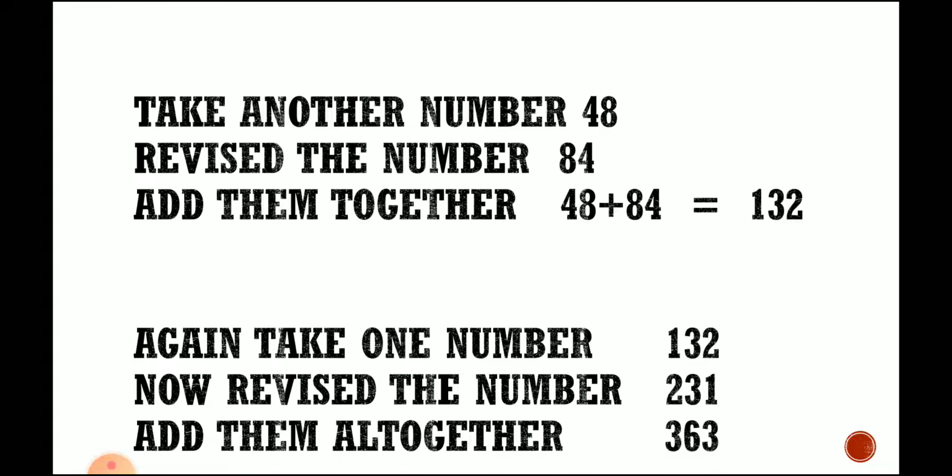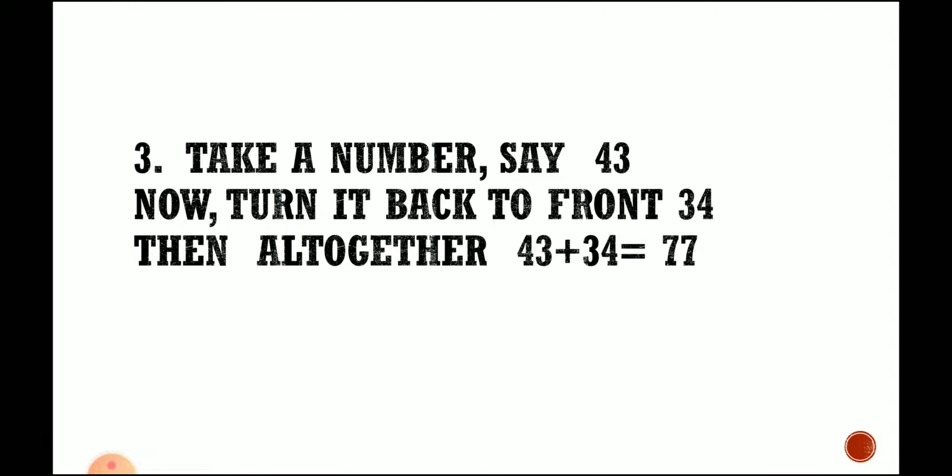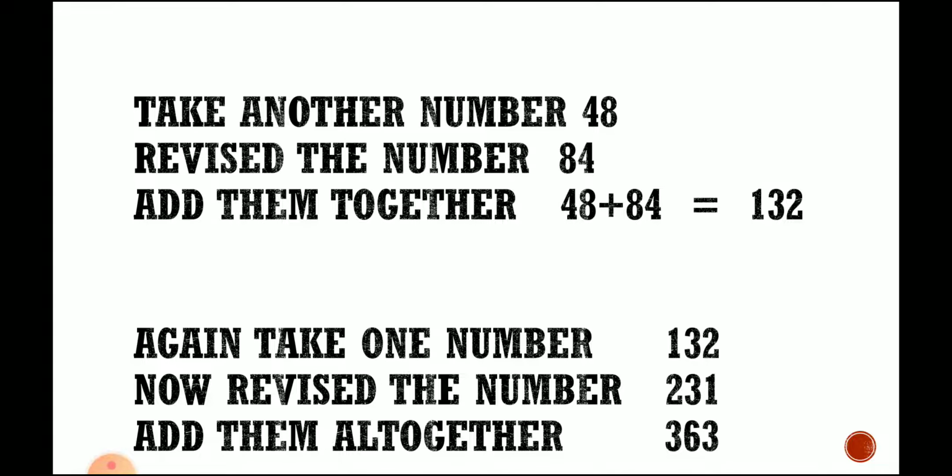Again take another number, that is 48, reverse the number, that is 84, and add them together. So 48 plus 84 is equal to 132, right? Here we get 132. Okay, so again take one number, that is 132.